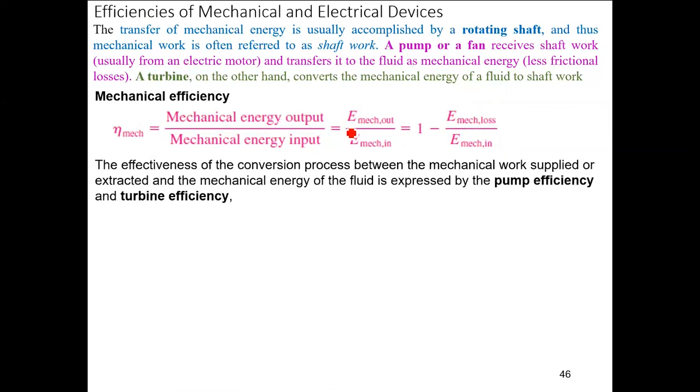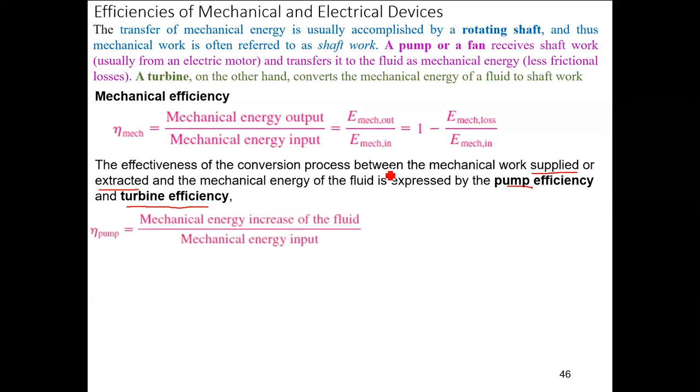Now, as I mentioned earlier, the effectiveness of the conversion process between the mechanical work supplied in the case of pumps, fans or compressors, which I'll refer to as pump, or extracted, meaning taken out from the fluid in the case of a turbine, would give you the pump efficiency and the turbine efficiency. So we'll look at these efficiencies separately.